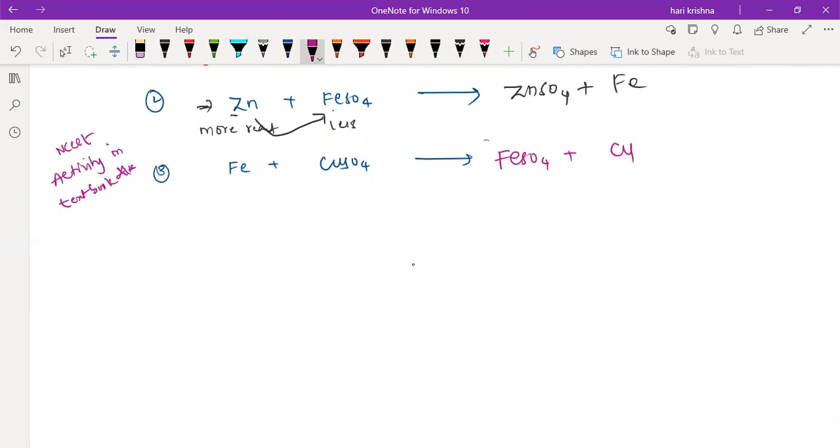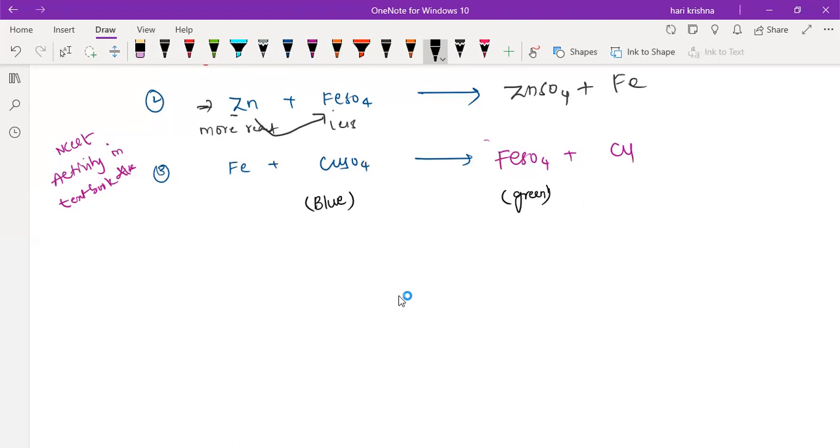What is the color of copper sulfate? Blue. When you dip the iron nail in the copper sulfate, it forms ferrous sulfate. What is the ferrous sulfate color? Pale green. And the copper goes and deposits on the iron nail. So will that iron nail become a copper nail now? No. Just the copper will deposit on the iron nail. That's all the difference. Once you rub it with a cloth, the copper deposit will be removed.